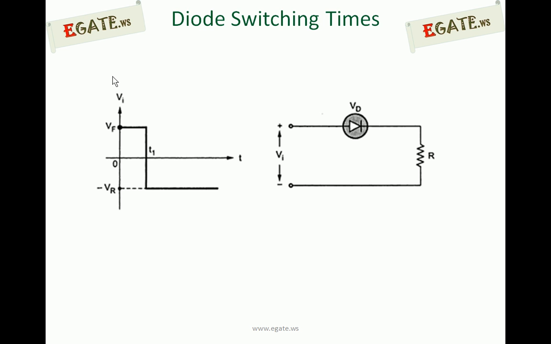So first we will see the diode under open circuit, later what is meant by steady state forward bias situation, next what is meant by steady state reverse bias situation, and how much time it requires to switch from steady state forward bias to steady state reverse bias.